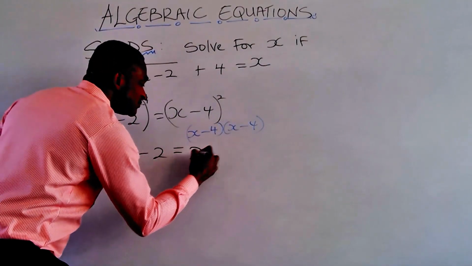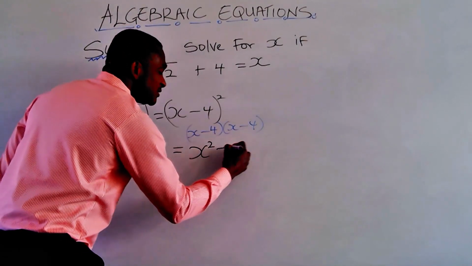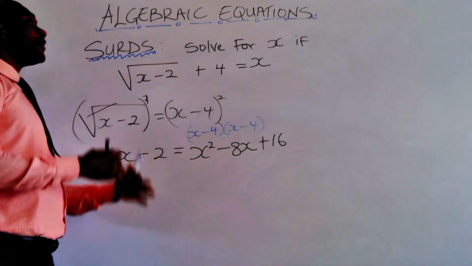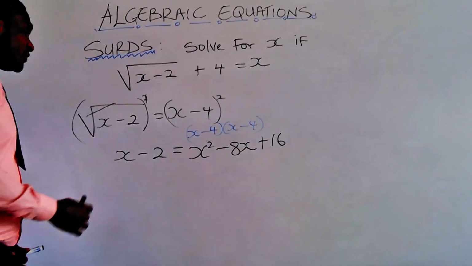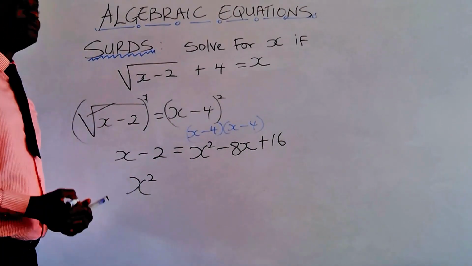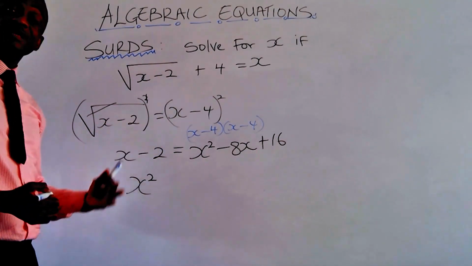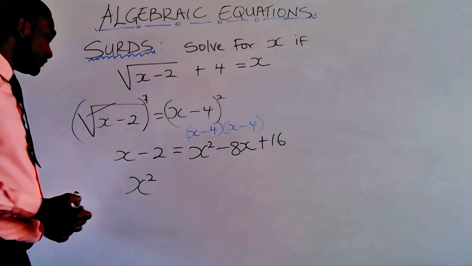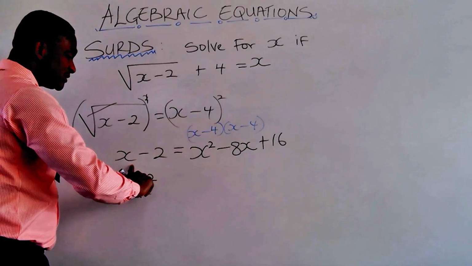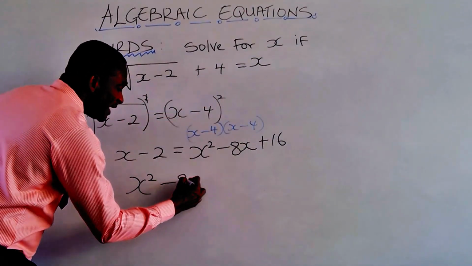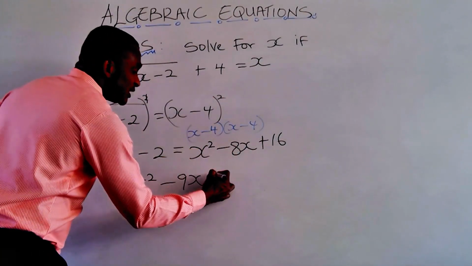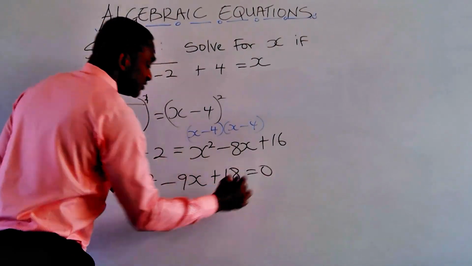So if we take this, it gives us x squared minus 4 minus 8, if we distribute, plus 16. Now rewrite this in standard form. Rewrite it in standard form, bring all of them together and equate to 0 before you can solve. As you can see, it gives us a quadratic equation. So we have, taking everything over, x squared minus x minus 8x gives us minus 9x. 16 minus 2 crossing over becomes plus 2, gives us plus 18 equals 0.